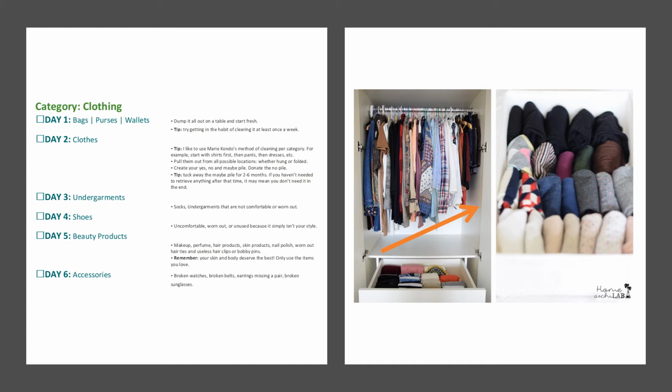Day 3 is for the undergarments, for your socks. A similar kind of piling up you can do. Day 4 is for shoes. Again, you can do the same thing. Day 5 is for beauty products, so anything which has an expiry date or which you're not using, you can get rid of, because you should use the items which you love and which are good for your body. Day 6 is for accessories, so if you use any accessories, jewelry, broken watches, or if you have any belts, etc., you can again organize them on day 6.